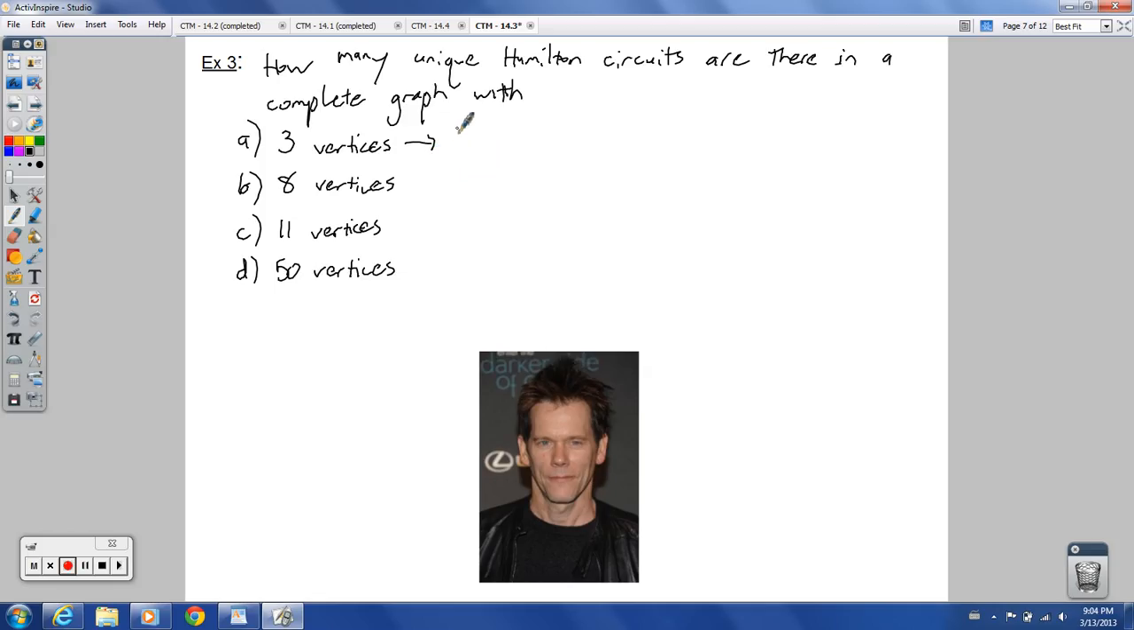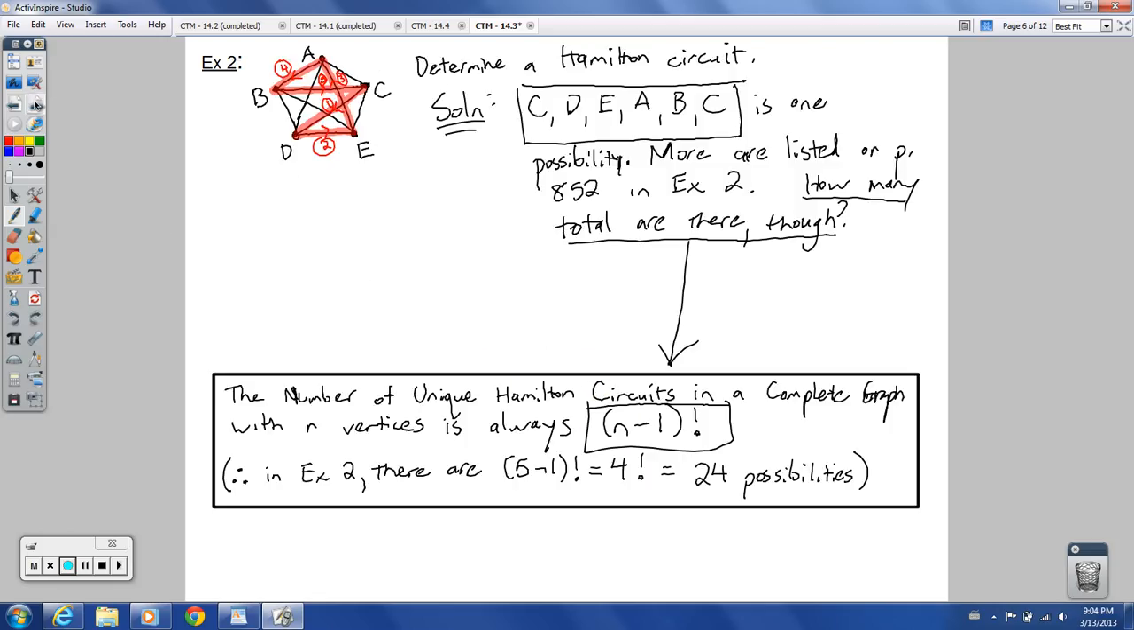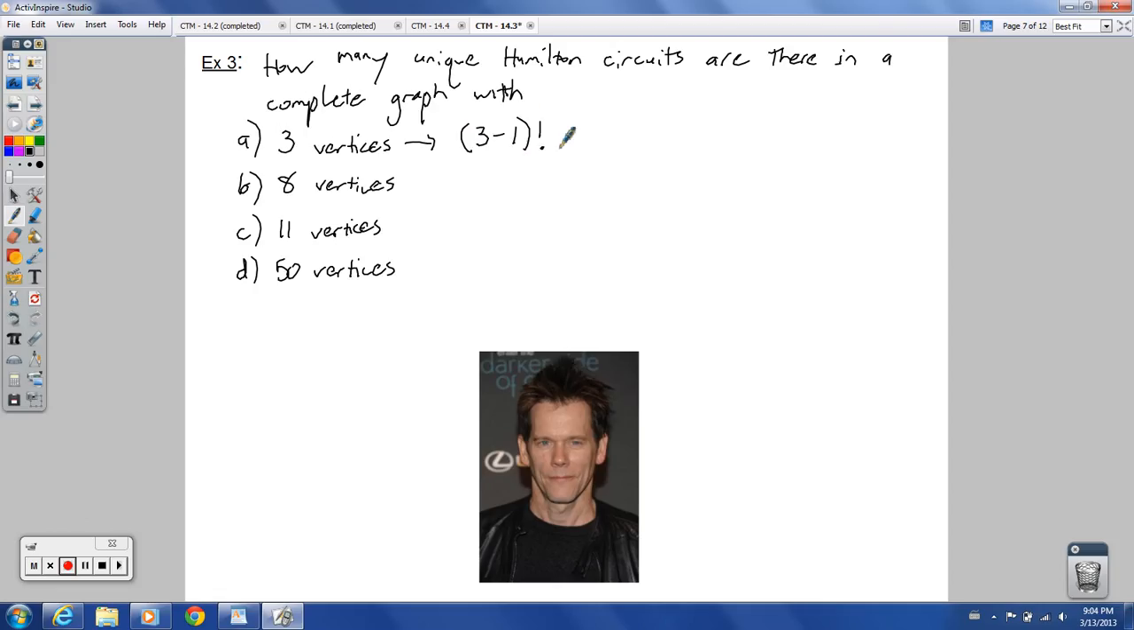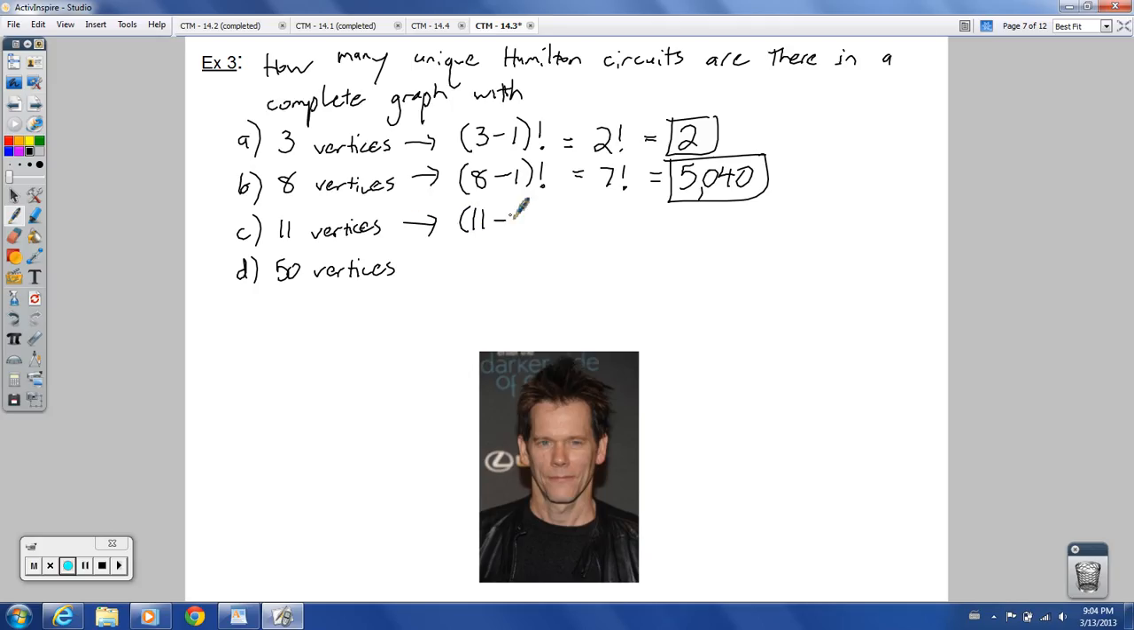And so with 3 vertices, it's just the n minus 1 factorial. I'm just using that idea. So we have 3 minus 1 factorial, which is 2 factorial, which would be 2 times 1, which would be 2. With 8 vertices, 8 minus 1 factorial, that's 7 factorial. You put that into a calculator, you're going to get 5,040, or if you work that out, same thing. 11 vertices, 11 minus 1 factorial, which is 10 factorial, and you'll notice these things are getting bigger very quickly. 3,628,800 is what 10 factorial is. And then 50 minus 1, 49 factorial.